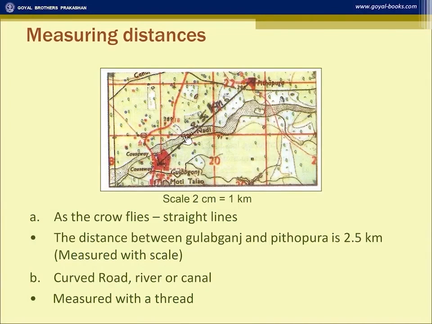Now we come to the curved road, river or canal. Can you see here? There is a curved metal road, a canal here, this one, and a river which is not a straight line, which is curved. Now for that you are given a 20 meters thread in the examination. You will first measure it with this thread. I will just explain to you.